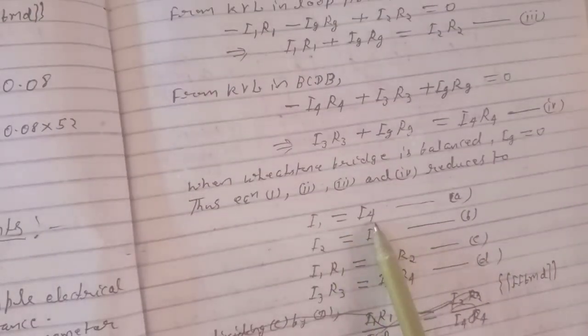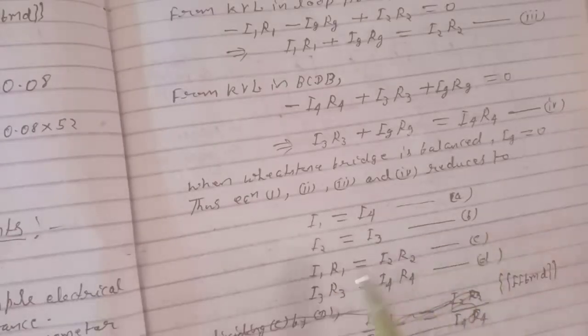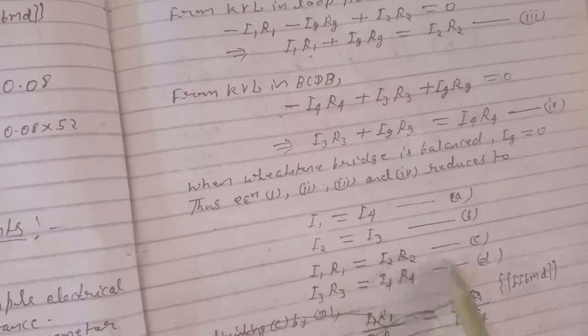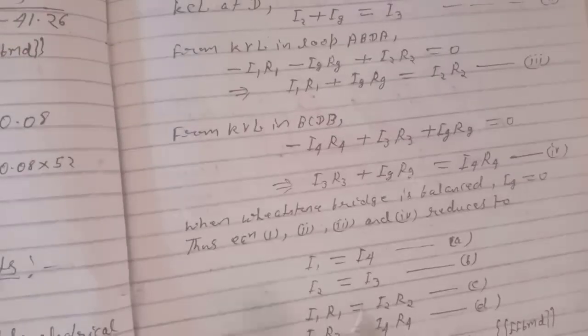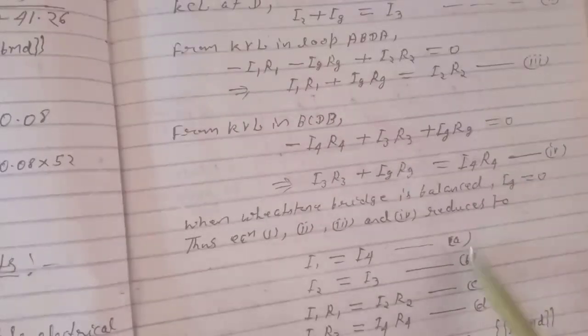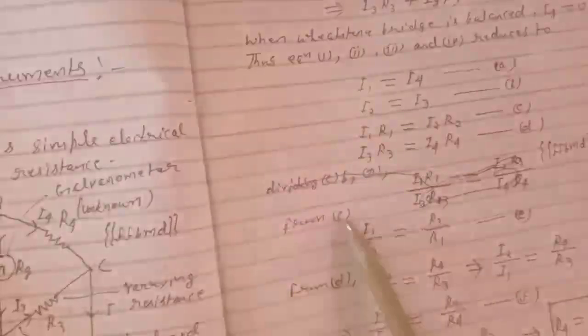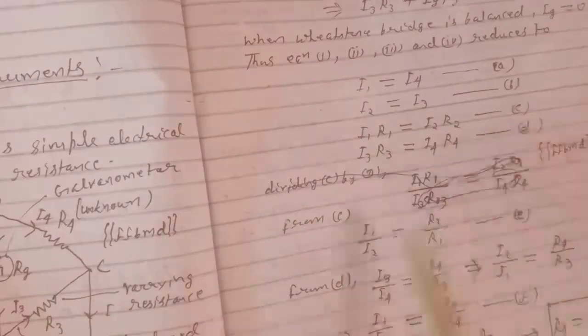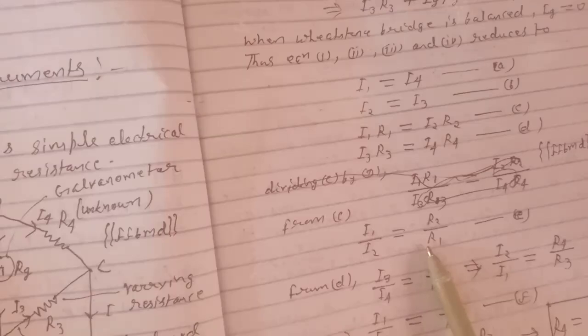So equations 1, 2, 3, 4 reduce to: equation 1 becomes I1 equal to I4, equation 2 becomes I2 equal to I3, equation 3 becomes I1 R1 equals I2 R2, and equation 4 becomes I3 R3 equals I4 R4. Call these A, B, C, D. Now from C we get I1 by I2 equals R2 by R1. Let this be E. And from D, I3 by I4 equals R4 by R3.